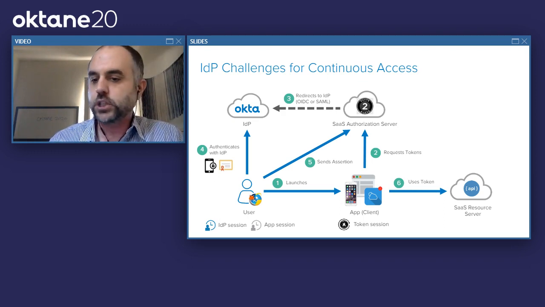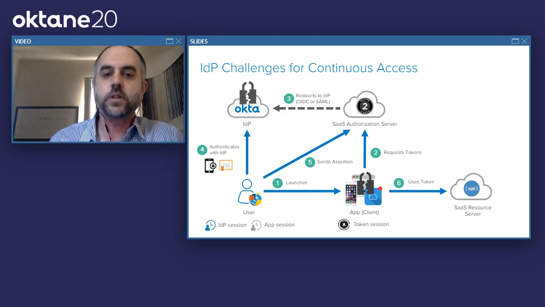But maybe something changes with security posture. Maybe security posture changes on the device. Maybe a policy change happens, or entitlement or lifecycle state changes for the user at the IDP. What happens to those tokens that the application has to access the API? Well, in today's world, not much. The app can continue to operate as needed. There's no clean way to force that application to check back. And so we have a security risk here.